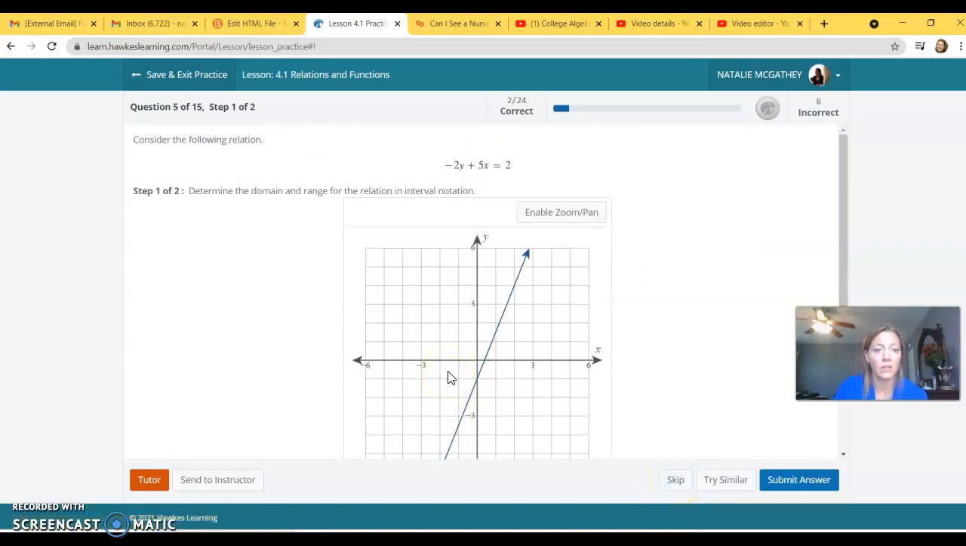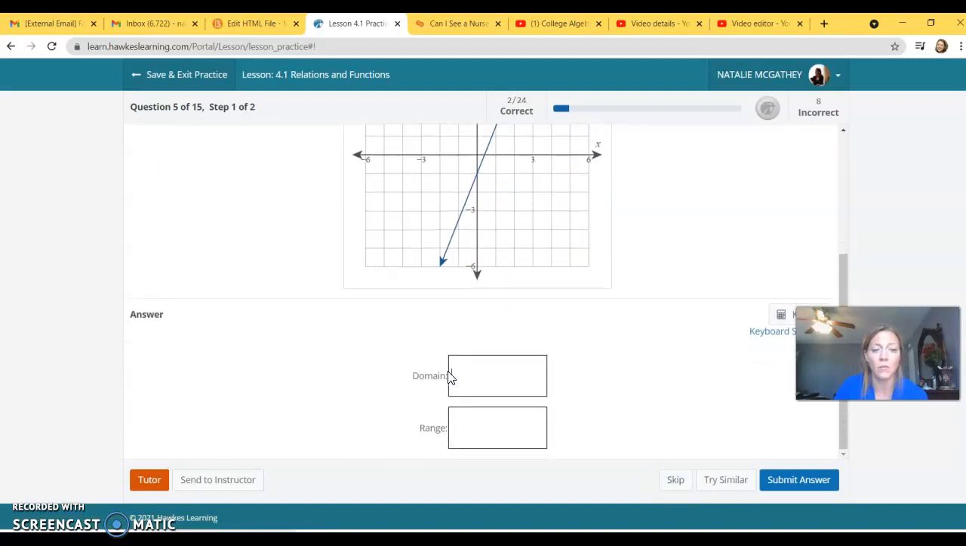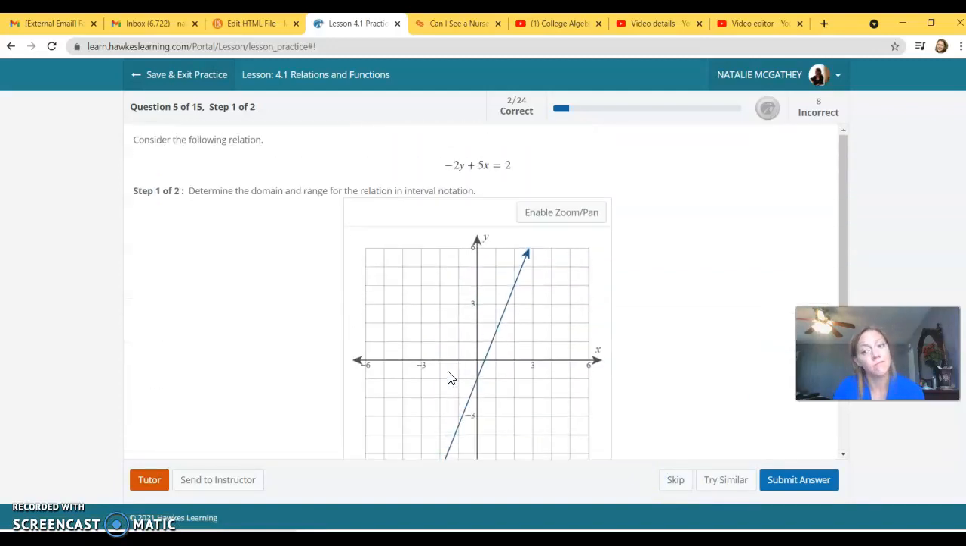All right, here we've got a two-step problem. Find the domain and range. The next step will be, is it a function? Yes or no?